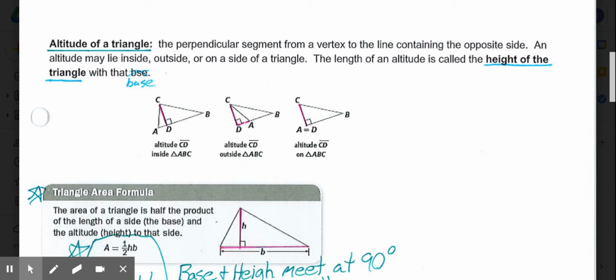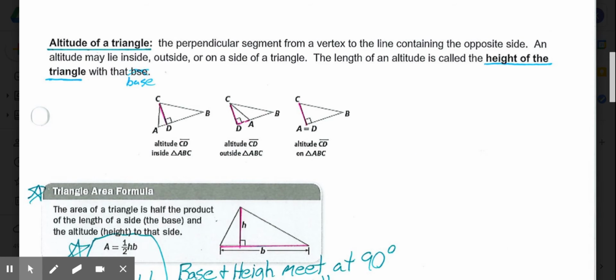And then in our last one, we have, again, triangle ABC, which in this case is a right triangle. So our altitude, CD, is the same as segment CA. So our height or altitude would be CA or CD, same exact segment, and the base here would be AB.